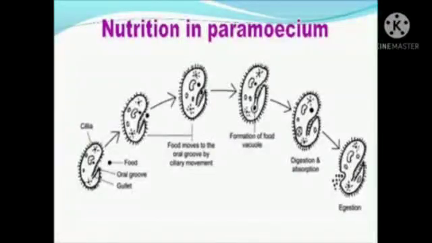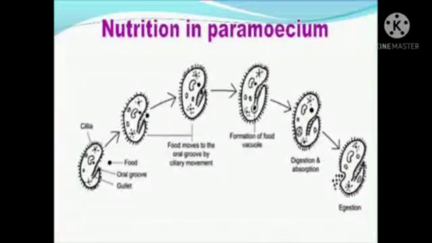With the help of the cilia which are present on the body of the Paramecium. With the help of this cilia, the food is brought to the specific spot of the Paramecium, which is known as the oral cavity. After entering the oral cavity, the food is going to form a food vacuole.